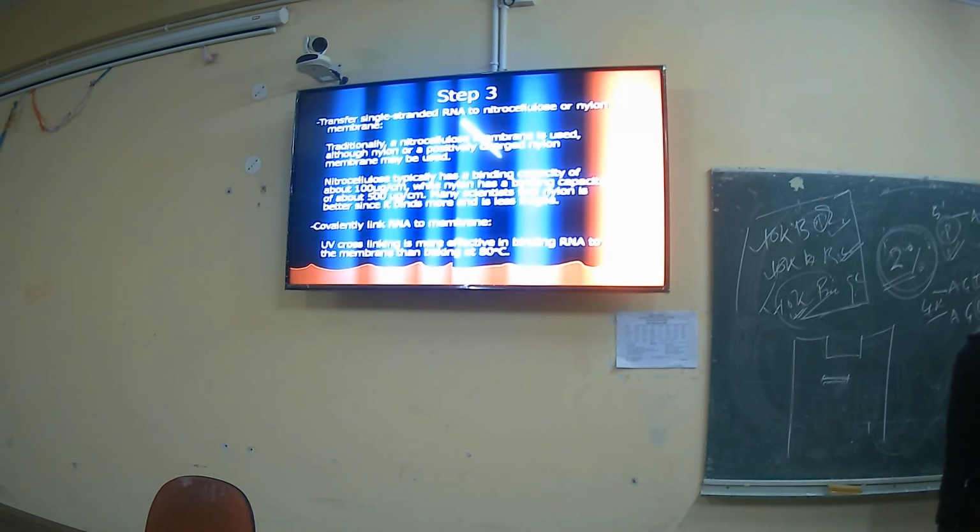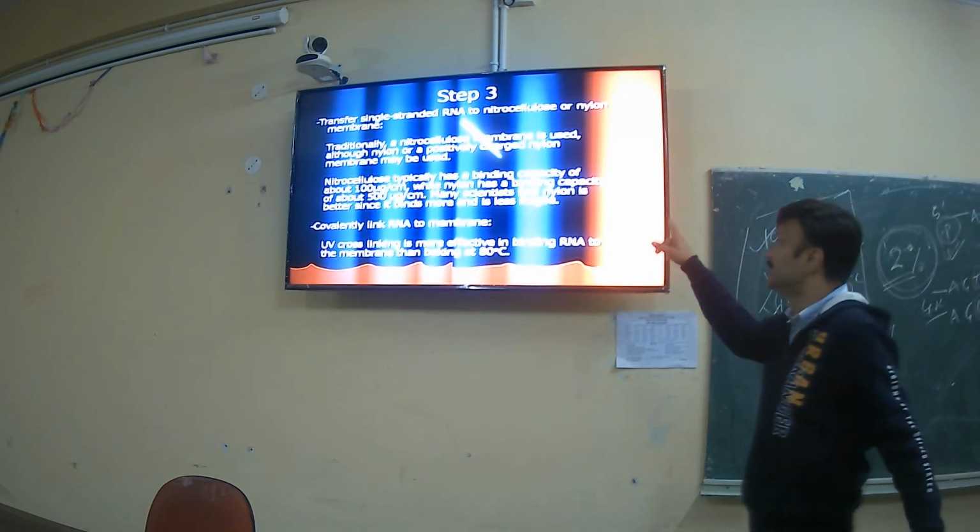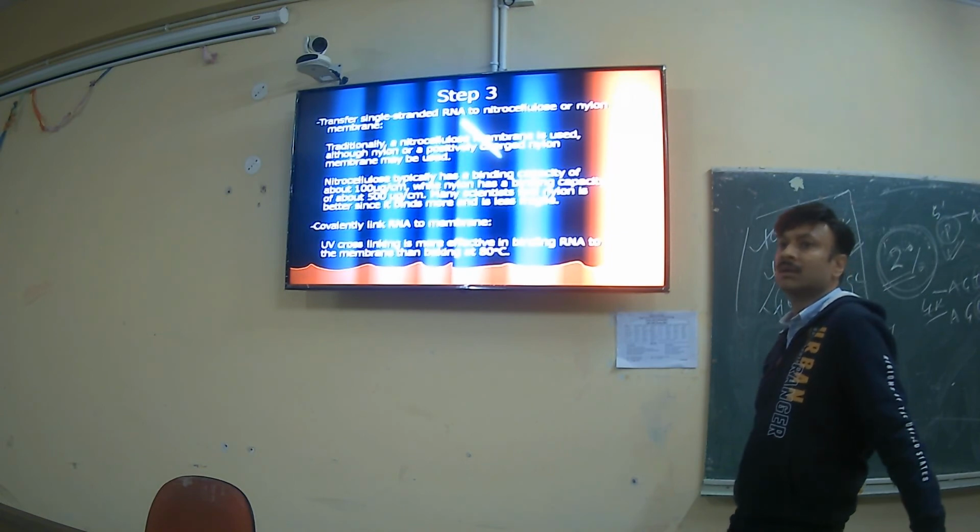Now step 3, the transfer of single stranded RNA to nitrocellulose or nylon membrane. Nitrocellulose or nylon membrane is just like butter paper. All of you know about butter paper, so nitrocellulose and nylon membrane are the same. Traditionally a nitrocellulose membrane is used, although a nylon or a positively charged nylon membrane may be used. Why positively charged? Why do we have to mention that it should be a positively charged nylon membrane?